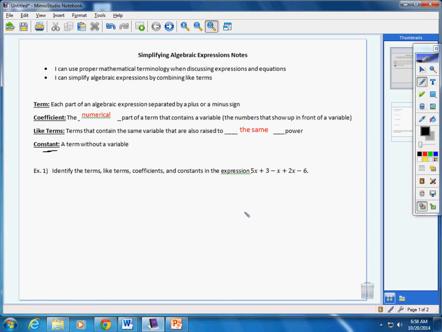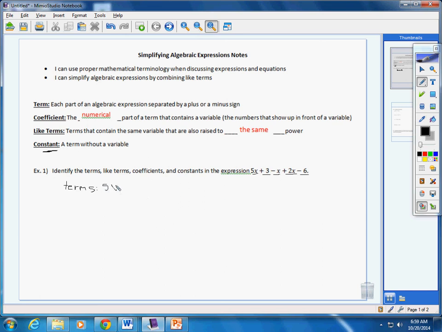Now, let's bump on down to our first example here. Identify the terms, the like terms, the coefficients, and the constants in the expression. We kind of just did this. So, in case you missed what I said, I'll go through it one more time. I'm not going to write them out for you. If I were you, though, I would write them out. So, you should probably write out terms, colon, and then you should say, well, 5x is one term, 3 is one term, negative x is one term, 2x is one term, and negative 6 is another term.